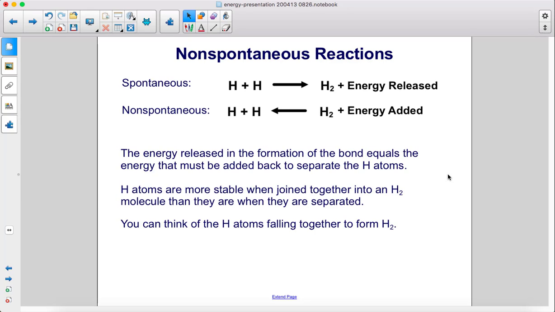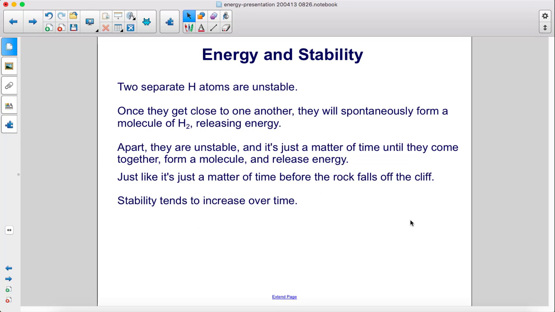The energy released in the formation of the bond equals the energy that must be added back to separate the hydrogen atoms. Hydrogen atoms are more stable when joined together into an H2 molecule than they are when they're separated. You can think of the hydrogen atoms falling together to form H2. Two separate hydrogen atoms are unstable. Once they get close to one another, they will spontaneously form a molecule of H2, releasing energy.